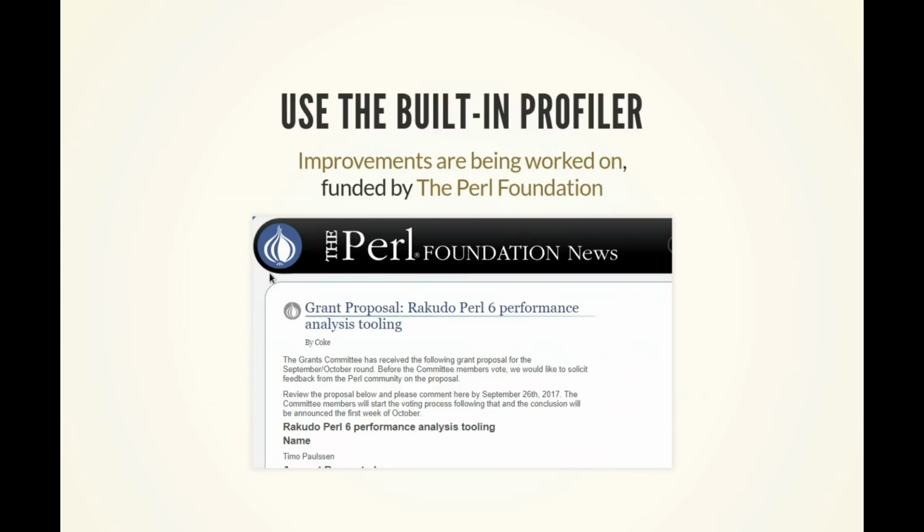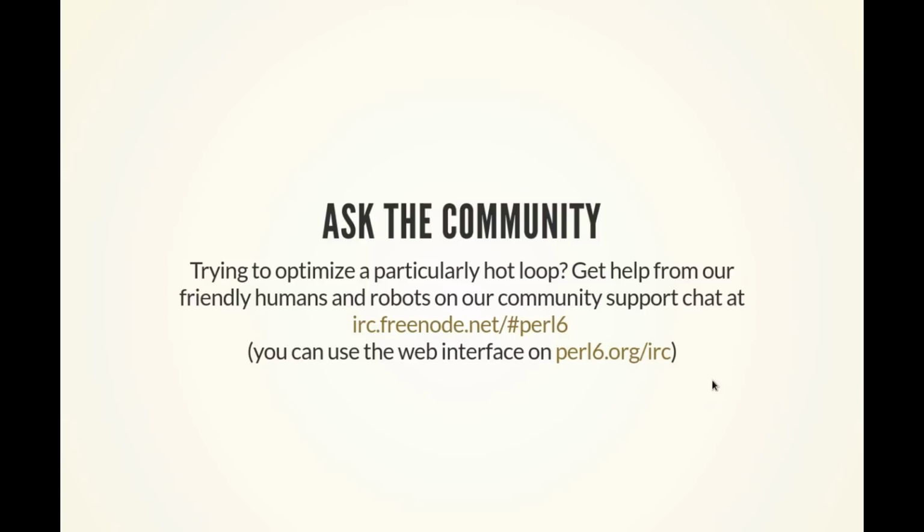There's currently an active grant from the Perl Foundation to design better performance analysis tooling. So once that grant is completed, you will have even better tools than you have right now. And if you have some piece of code that you want to be really fast, but you're having trouble optimizing it, you can just join our support chat and talk to other Perl 6 programmers, and usually you will get a lot of good help trying to get better performance. And that's it for this talk.